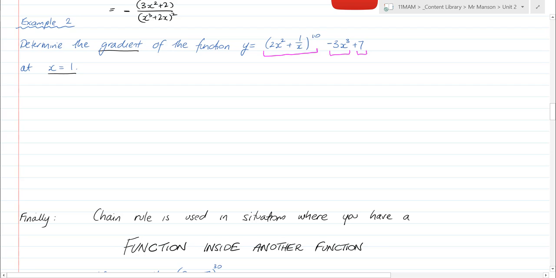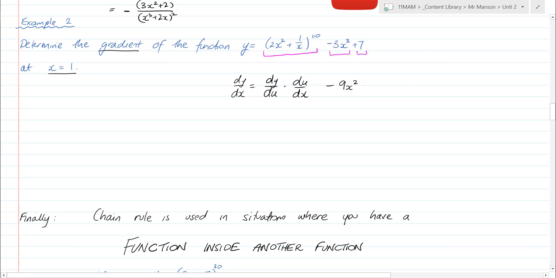Y equals this. So that means that dy dx will be equal to something minus 9x squared, and the 7 goes to 0. So we're happy with that. That's something there, though, I need to work out. And I'm going to replace that something box with dy du times du dx. So that's our chain rule. It's a chain rule question.